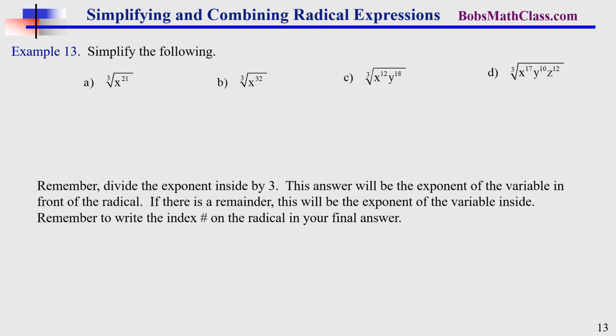So cube root of x to the 21st. Just divide. 3 into 21. The answer will be the exponent of the variable in front. If there's a remainder, it'll stay inside. So 3 goes into 21 how many times? 7. Is there a remainder? No.